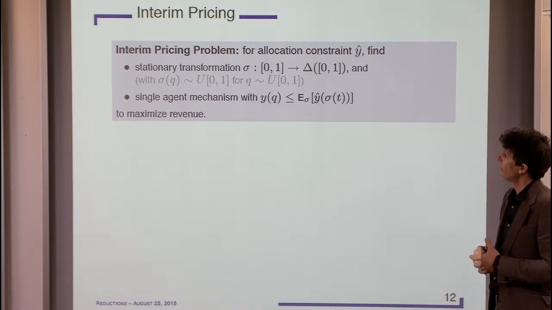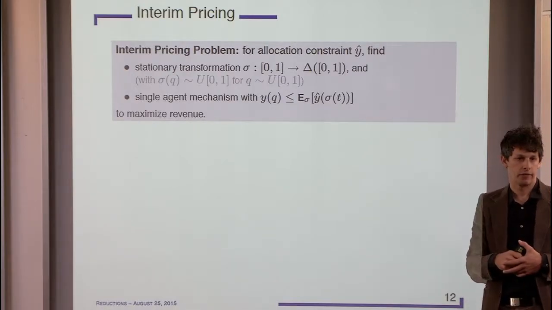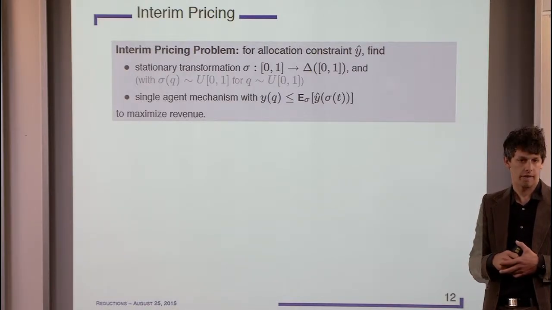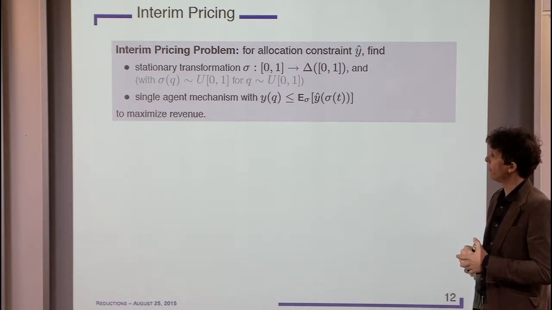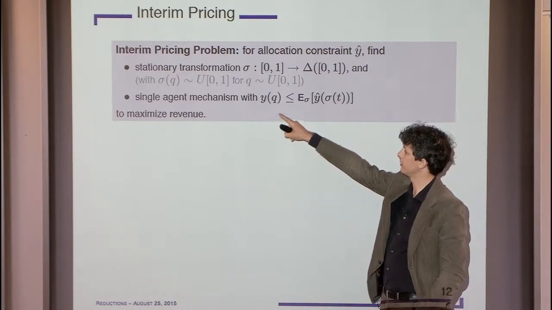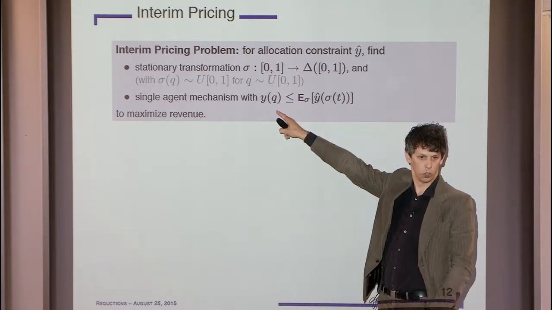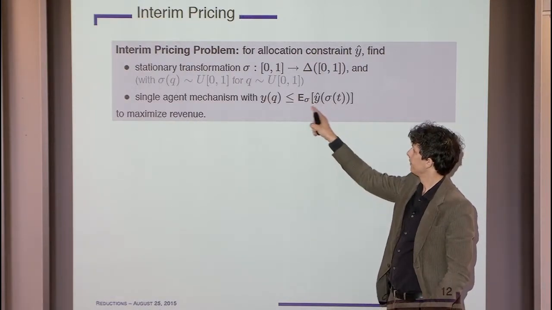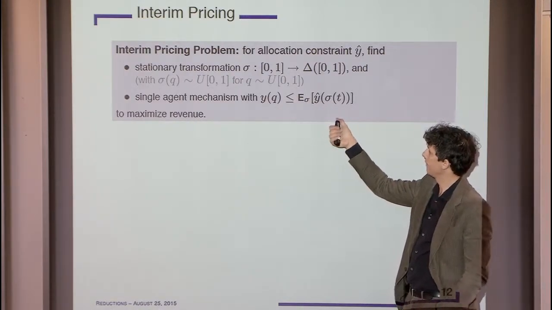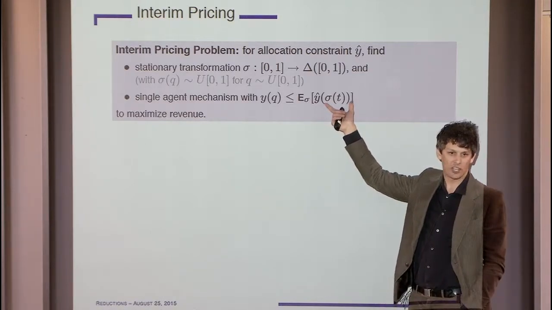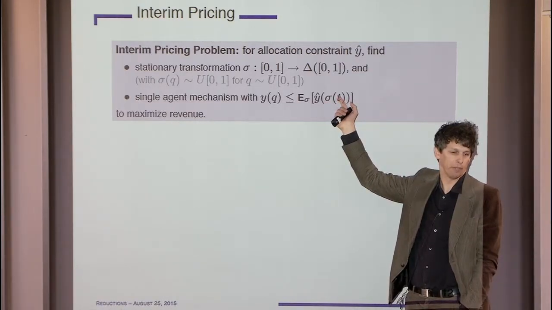Okay? I want you to find one of these sigmas. And then I want you to find me a single agent mechanism with allocation rule that is upper bounded by the expected allocation constraint when I remap things by sigma.